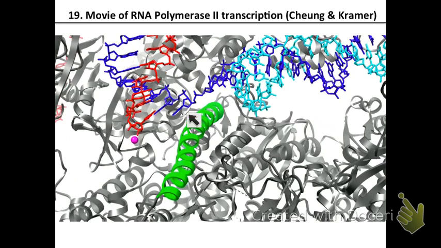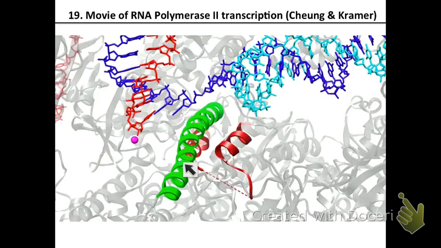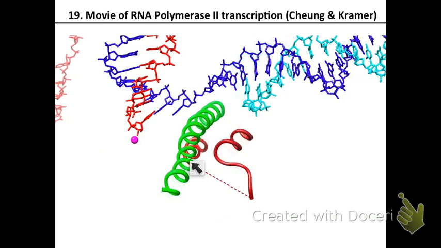So the catalytic site has this bridge helix, an alpha helix, and some other alpha helices that are called the trigger loop. And it'll be clear in a second. You have magnesium here at the catalytic site, and this is the growing RNA.